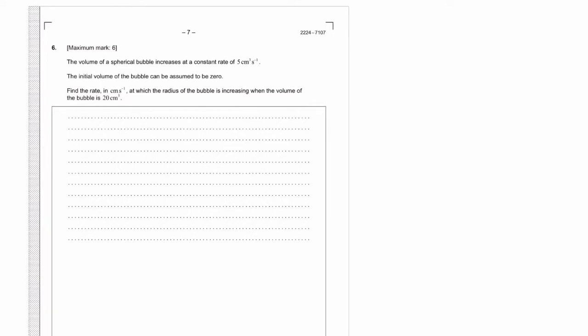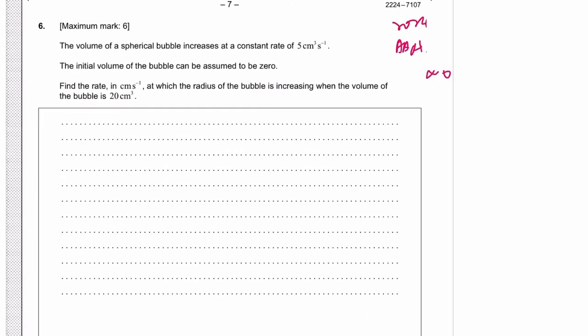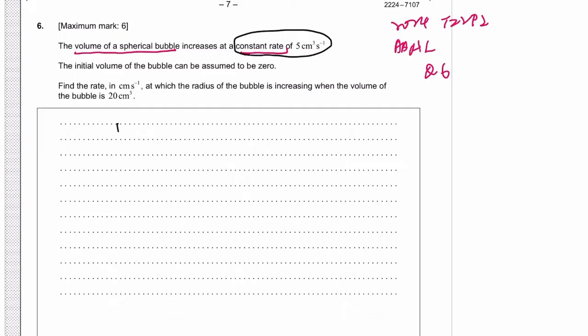This is 2024, Paper 2, AHL, question 6. It seems to be related rates, the volume of a bubble. This question seems to be extremely typical. You have the rate of change of the volume, so that's dV/dt, and they're asking for the rate of change of the radius, so they want dr/dt.